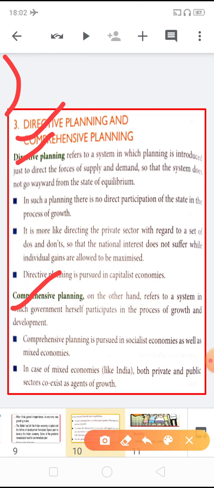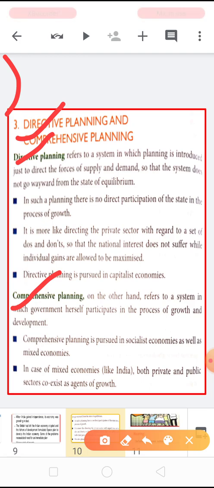So children, what is basically a socialist economy? A socialist economy is one in which the means of production are owned, controlled, and operated by the government of India. Under the socialist economy, the three central problems are solved in the following manner. What to produce: the government decides what to produce in accordance with the need of the society. How to produce: the government decides how the goods are to be produced. And lastly, for whom to produce.